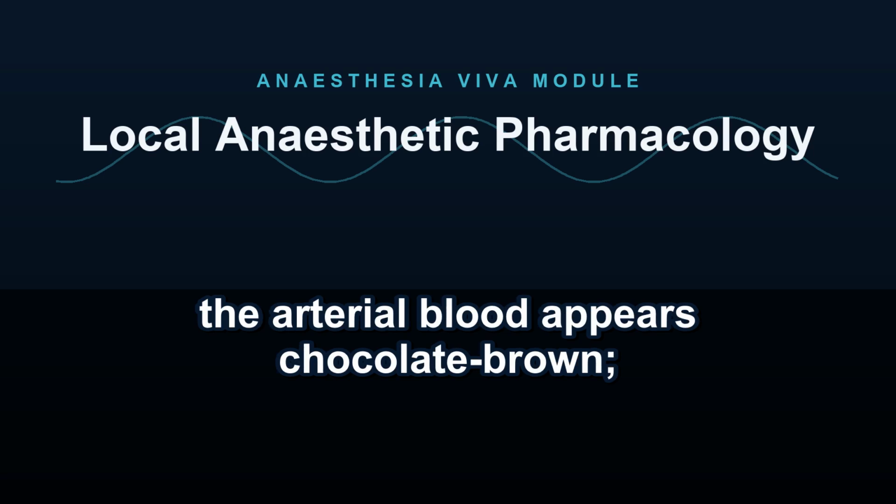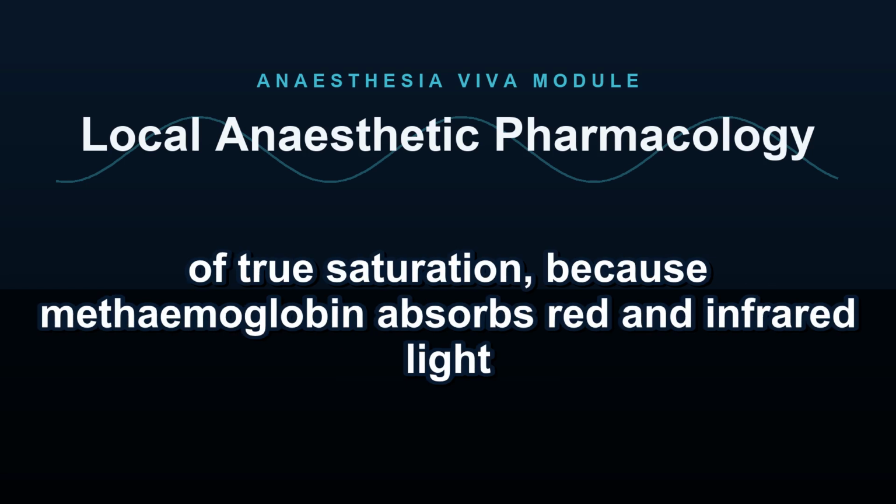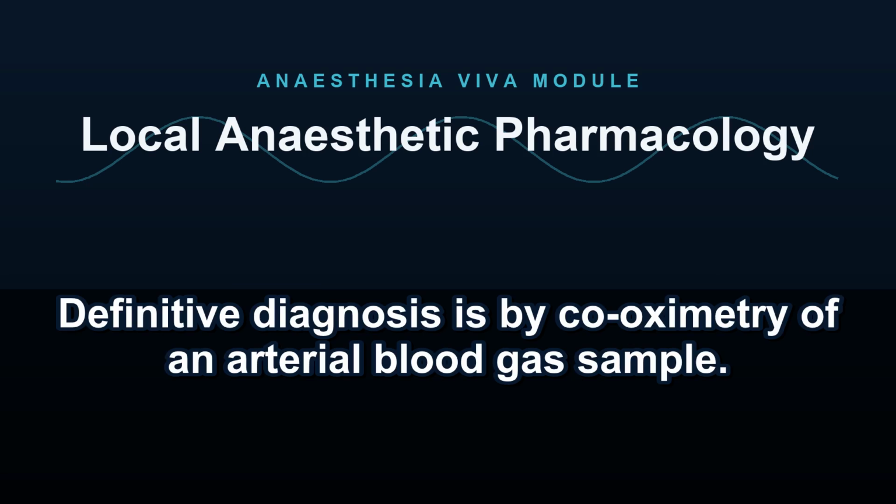The arterial blood appears chocolate brown. The pulse oximeter reads falsely at approximately 85% regardless of true saturation, because methemoglobin absorbs red and infrared light approximately equally. Definitive diagnosis is by co-oximetry of an arterial blood gas sample.